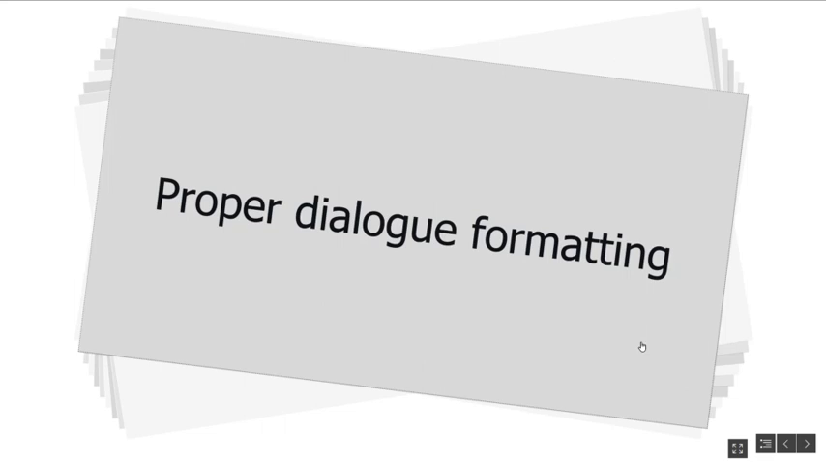Make sure you have proper dialogue formatting. I'll talk about this a little bit more on another slide, but proper dialogue formatting will help your reader to understand who's talking, what they're saying, and what they are doing. So it's very important, and it makes sure that it looks the right way in your writing.